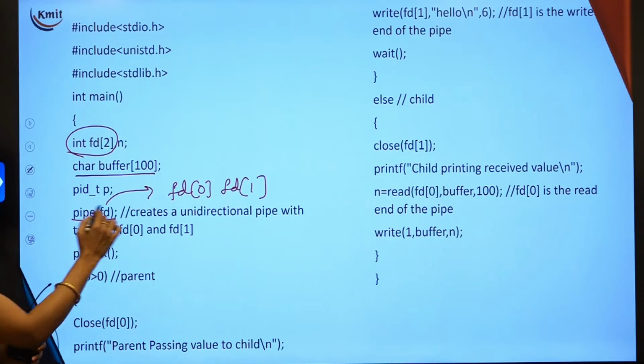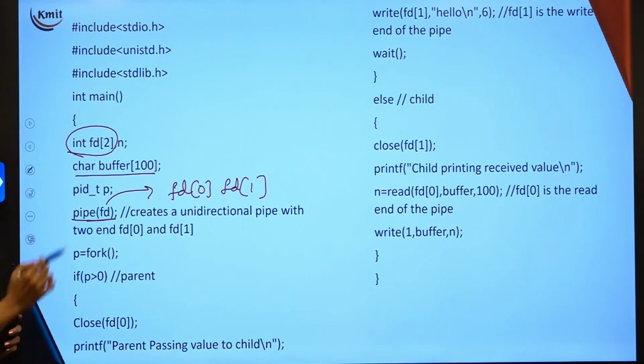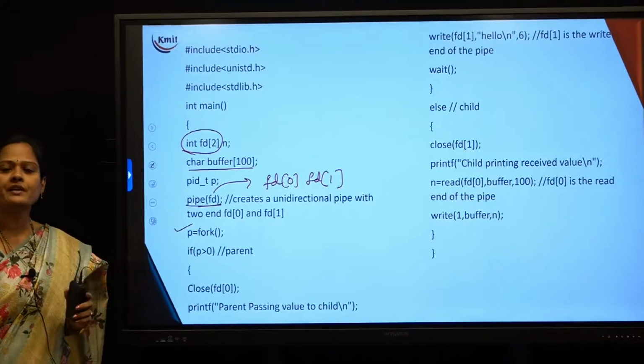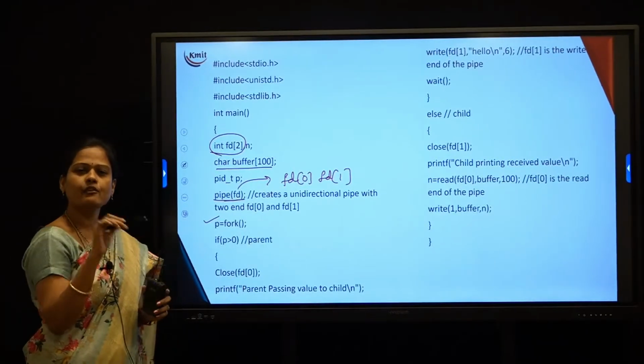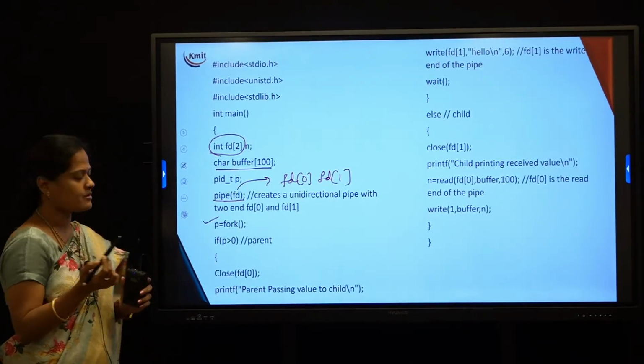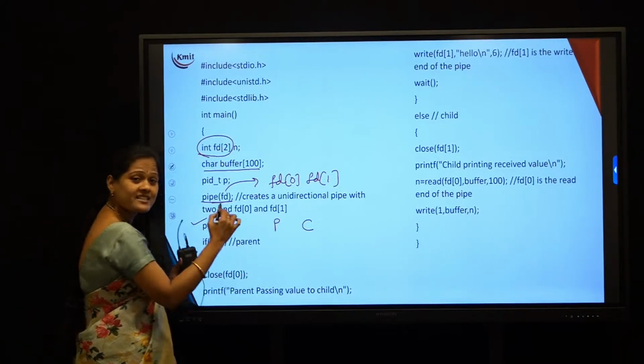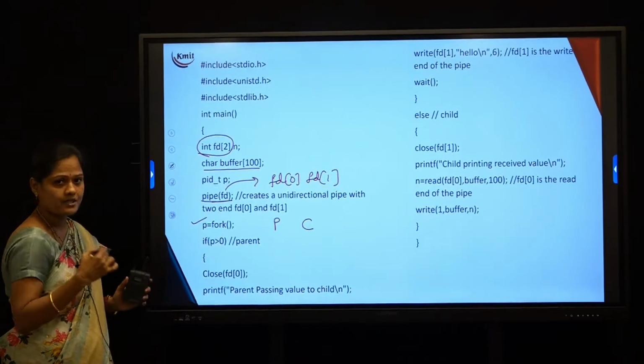One can be used by the parent, the other can be used by the child. So I have created a pipe, but you need to go for creating the process. So how do we go for creating a process? p is equal to fork. This fork command will create a child process. So now you have a parent process and a child process existing from that point.